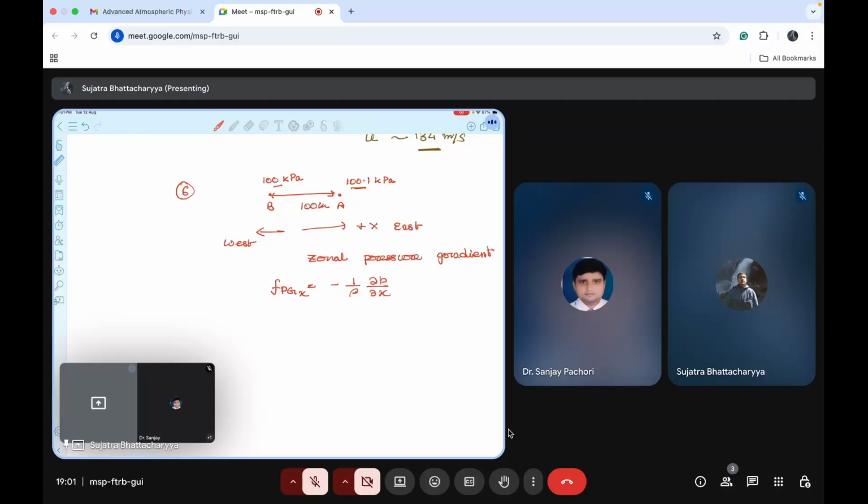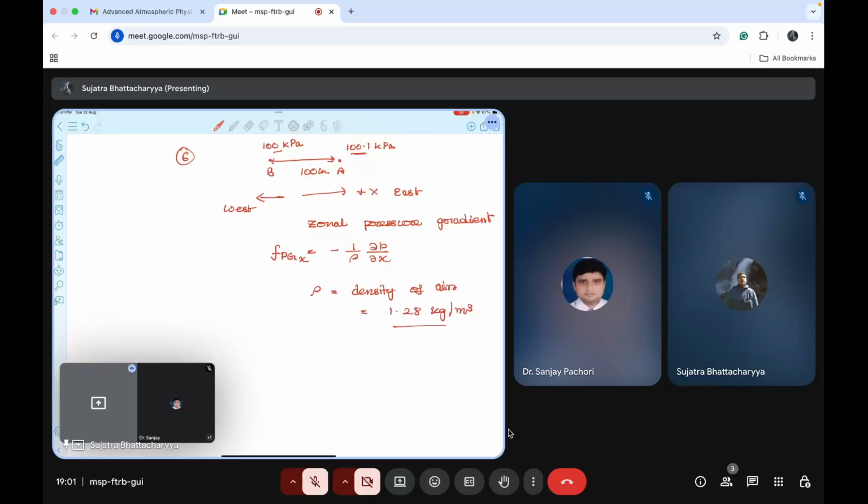This is what we have to calculate, and rho is the density of air. So density of air is nothing but 1.28 kg per meter cube. This we have to consider. Okay, so delta P by delta X is easy to calculate. Make it like this, for easier understanding. Okay, fine. So take any sign convention. Let us take the positive x value first.